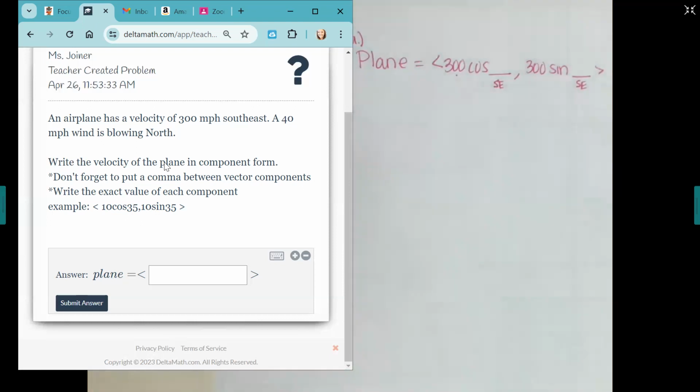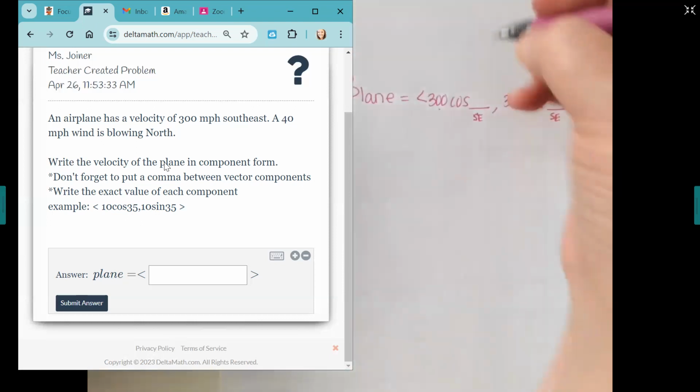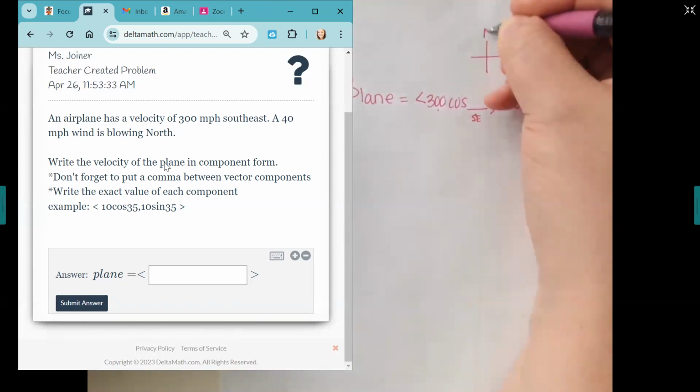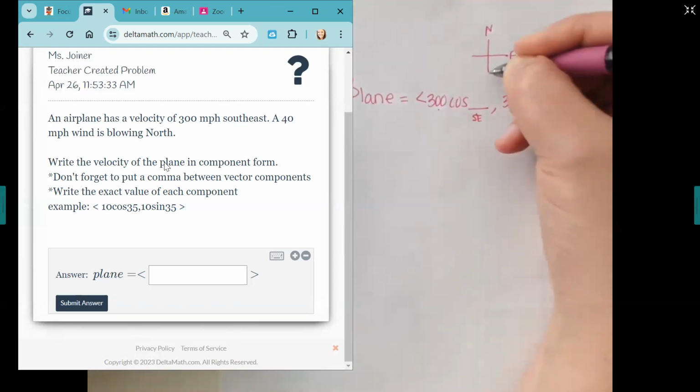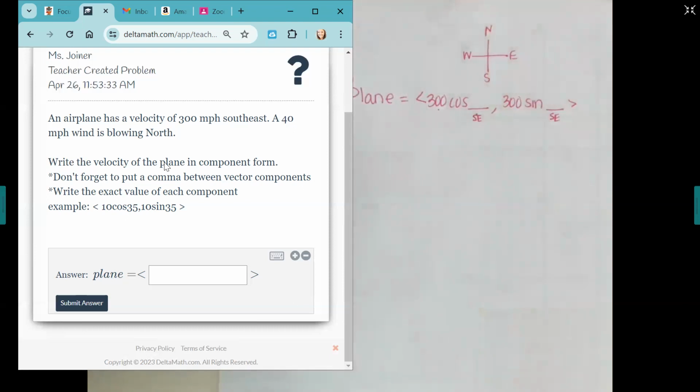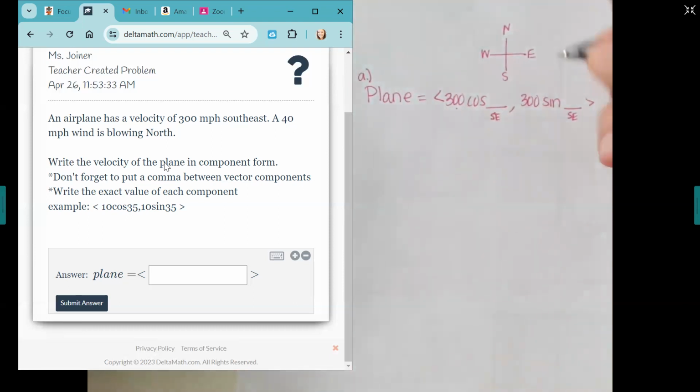Okay, so now what I'm gonna do is I'm gonna draw my little cardinal directions, north, south, east, west. Never eat soggy waffles. Okay, and then from there, southeast. We gotta have that east in there. That would be southeast. Okay, let's label what degrees that would be.